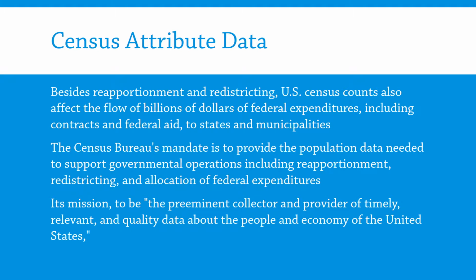So, aside from reapportionment and redistricting, the U.S. Census counts also affect the flow of a whole lot of federal money. And so contracts and federal aid to states and municipalities, all this stuff, a lot of times is based solely on these numbers. So it's important that these numbers be accurate. The mandate is to provide the population data needed to support governmental operations, including reapportionment, in other words, how we redistribute tax dollars, redistricting, how we divide up areas according to how they're going to vote, and the allocation of federal expenditures, where money is spent.